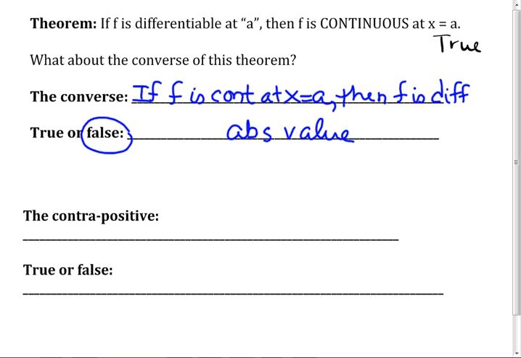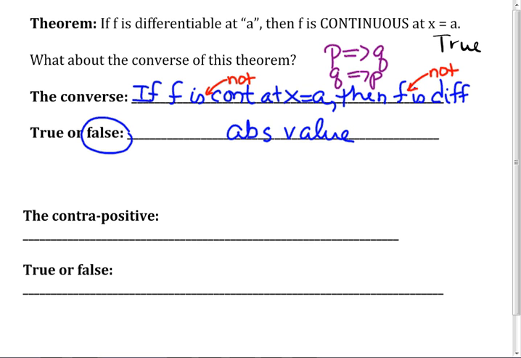Now, the contrapositive is the converse, but you insert a not statement in there. So I'm going to write it out, but I'm going to put a not in here, and put a not in there. And the symbols they use in logic would be P implies Q. If that's true, does Q imply P? Can you reverse it? No, you can't do that.